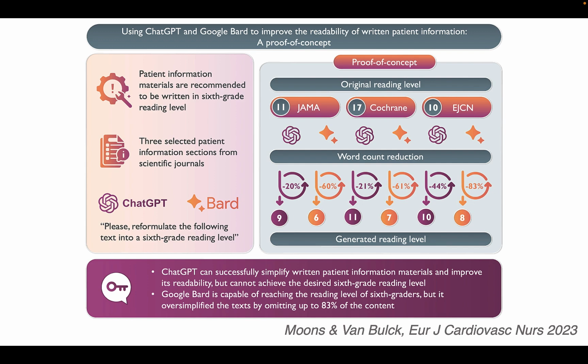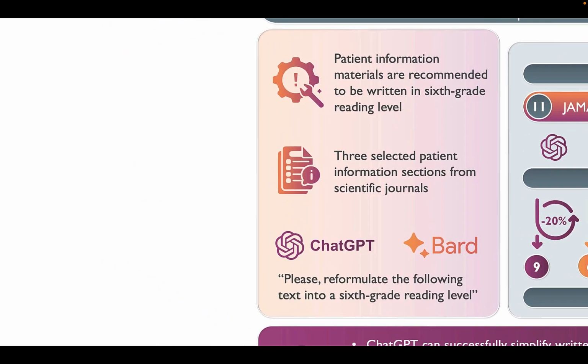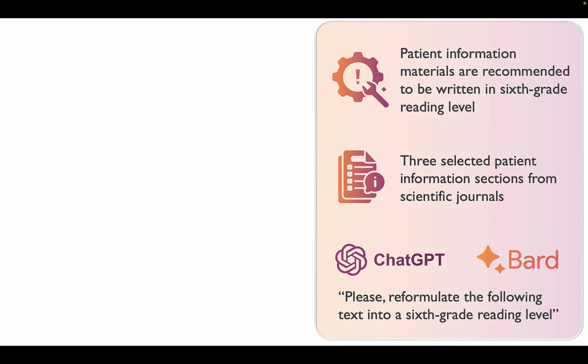When we are talking about patient education information, we know that generally it is written in a language that is too complex for patients. It is generally recommended that patient information should be written at the level of a 6th grader, which means someone who is 12 years of age. If you ask me to write like a 12-year-old boy, I cannot do so. I don't know how 12-year-old boys and girls write.